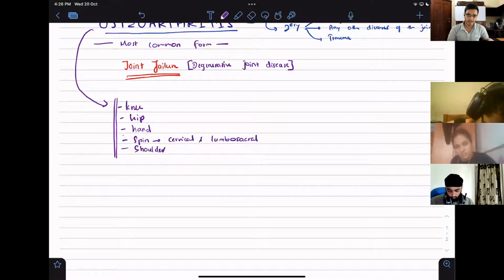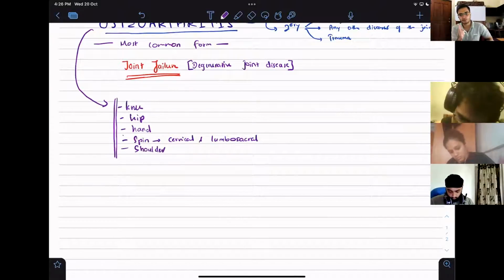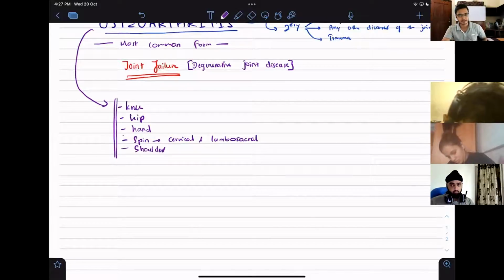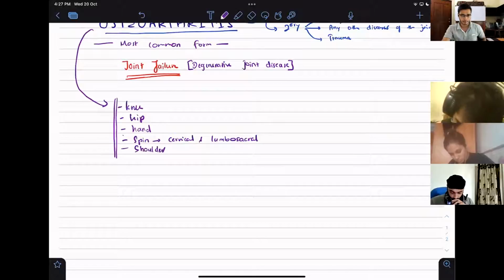Commonly spared are the wrists, elbows, and ankles. Wrists, elbows, and ankles are commonly spared in osteoarthritis.